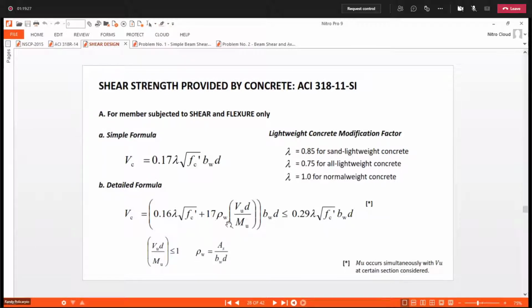Yung rho W natin is equal to AS over BD. So this is the rho of our tensile reinforcement. Okay, so yun yung about rho W.